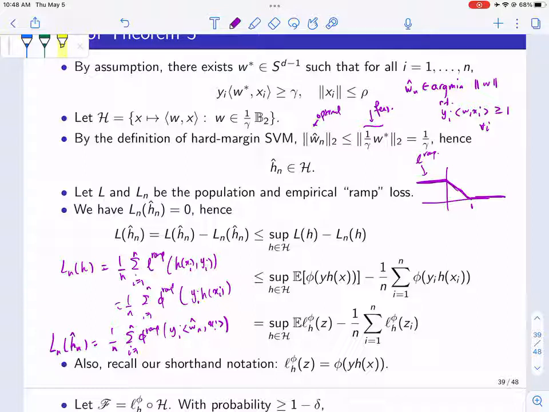So what I'm going to do next time is, L is the population ramp loss of this, which will be equal to the population loss of this minus the empirical loss. Then I'm going to bound this by the supremum and use empirical process theory to control this. Just for next time, go through this and convince yourself that this inequality is true. But basically, any solution of this minimizes, like for the L0, the empirical L0 is 0, and the ramp loss is 0 as well.